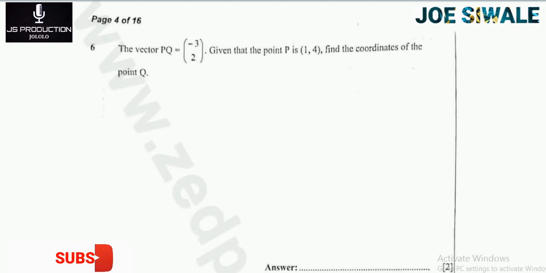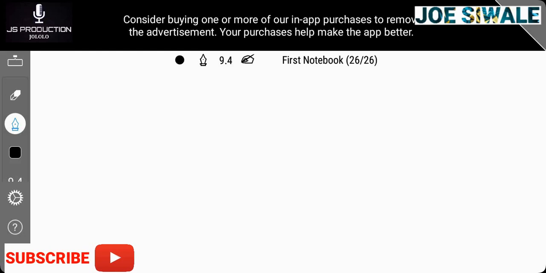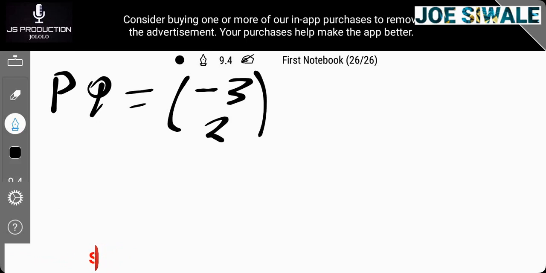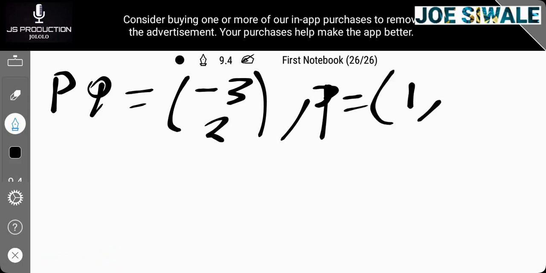Question 6 reads, the vector PQ is equal to (-3, 2). Given that the point P is (1, 4), find the coordinates of point Q, 2 marks. So to find the coordinates of point Q, I know that PQ is equal to (-3, 2). I also know that the coordinates of P is equal to (1, 4).